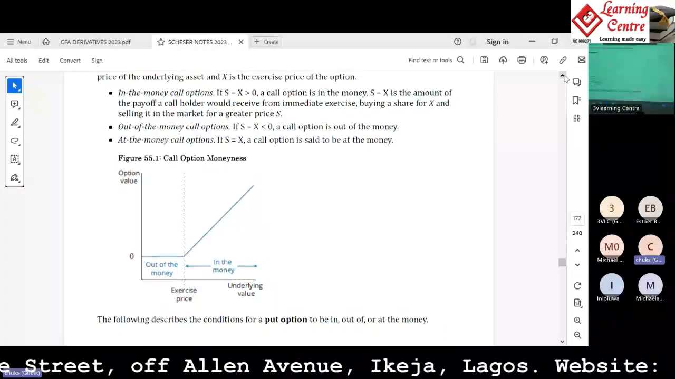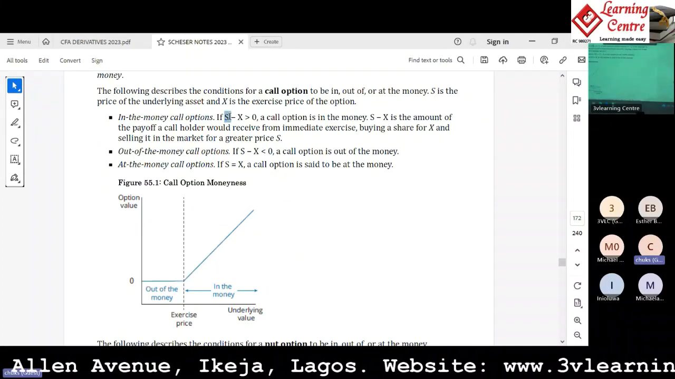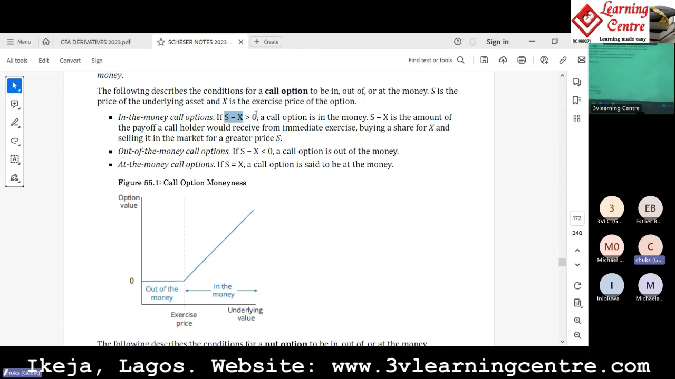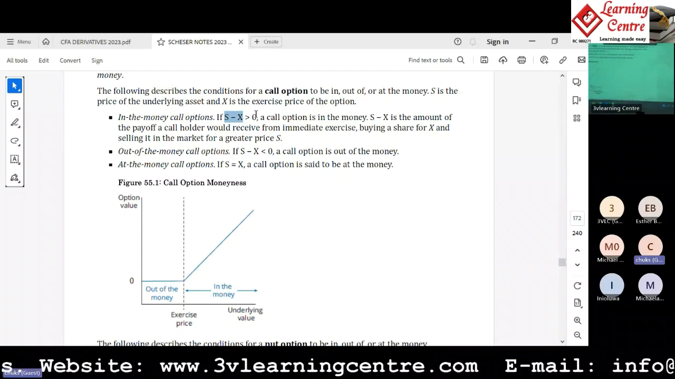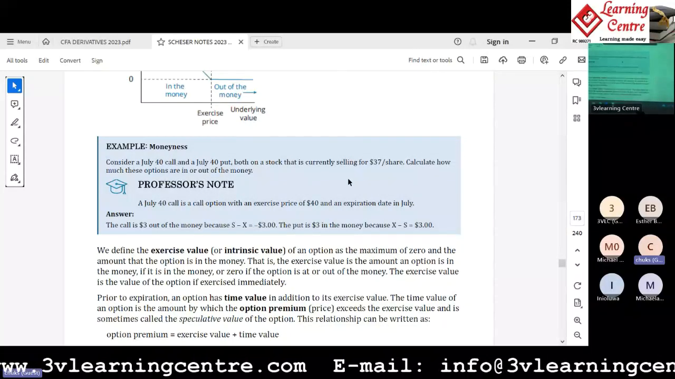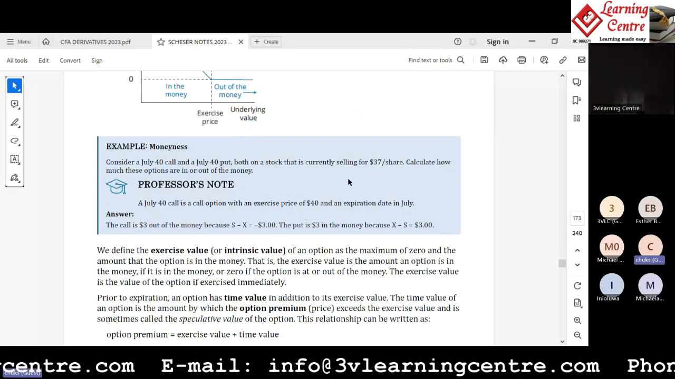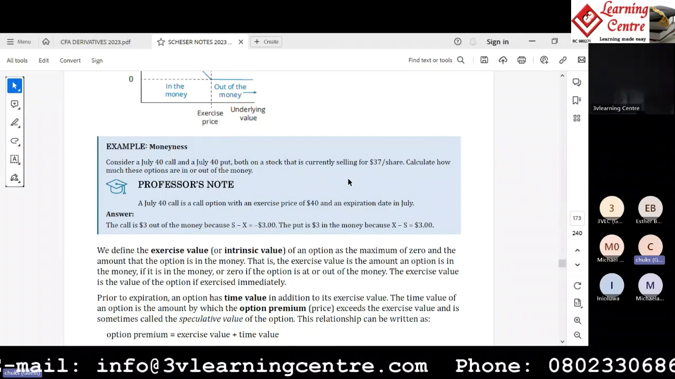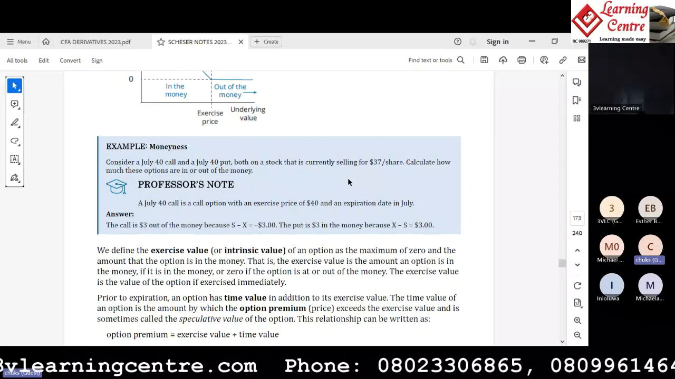So we said the call here is the price of the underlying minus the exercise price. So if we say that you have agreed to buy a stock for, where is this example? Yes, you have agreed to buy a stock for $40. And now the stock is selling for $37. That means that you will not buy it. So you are out of the money. So we're not even going to discuss that, because you will not buy it because it's more expensive.